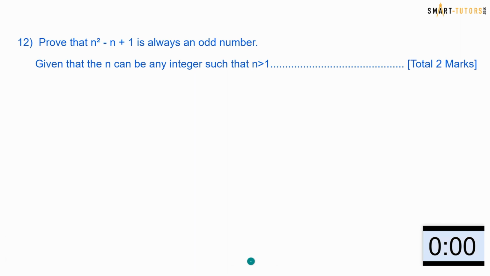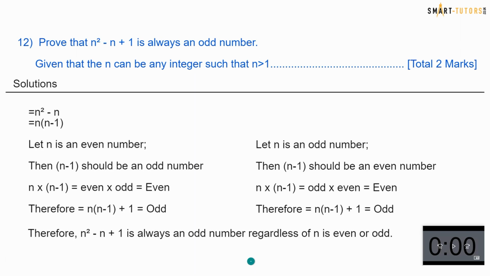That is the end of the time allocated for question number 12. Let's look at the answer and the working. First of all, I'm trying to prove this. For the first two terms, n squared minus n, if I factorize, it is n times n minus 1. I'm going to analyze this in two cases.